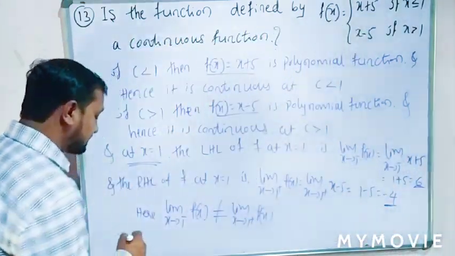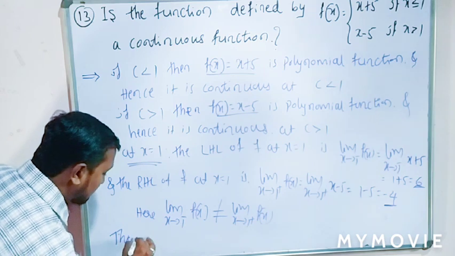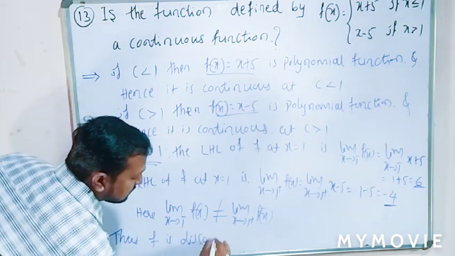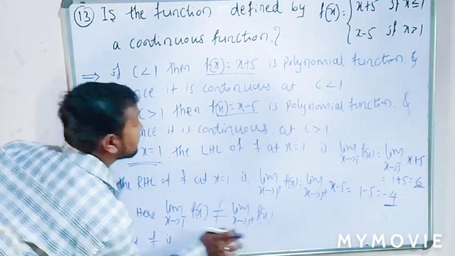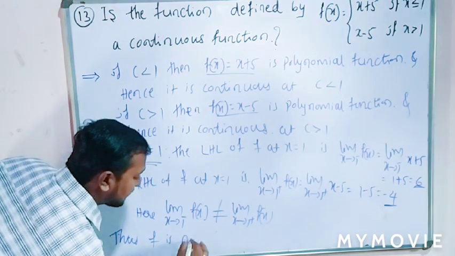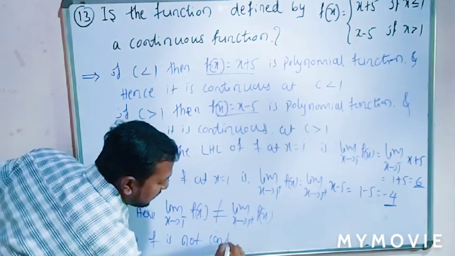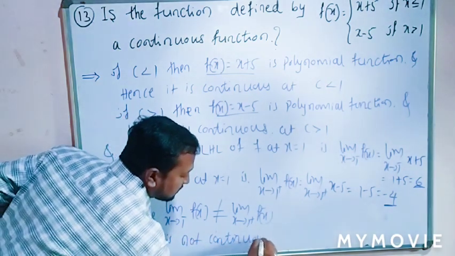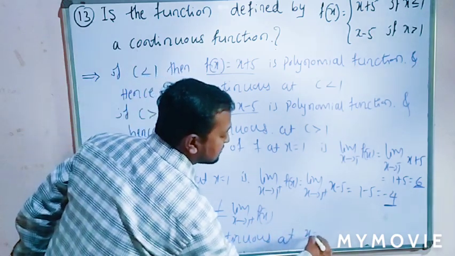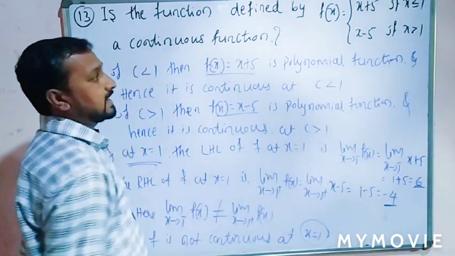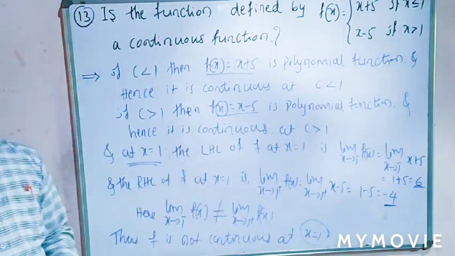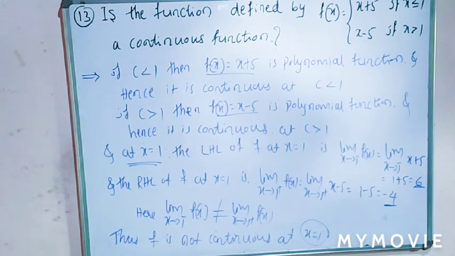Thus the function f is discontinuous. Or you can write here, what is the question? Is it a continuous function? You can write f is not continuous. F is not continuous at only the point x equal to 1. Okay? Very simple example, students. Write it.